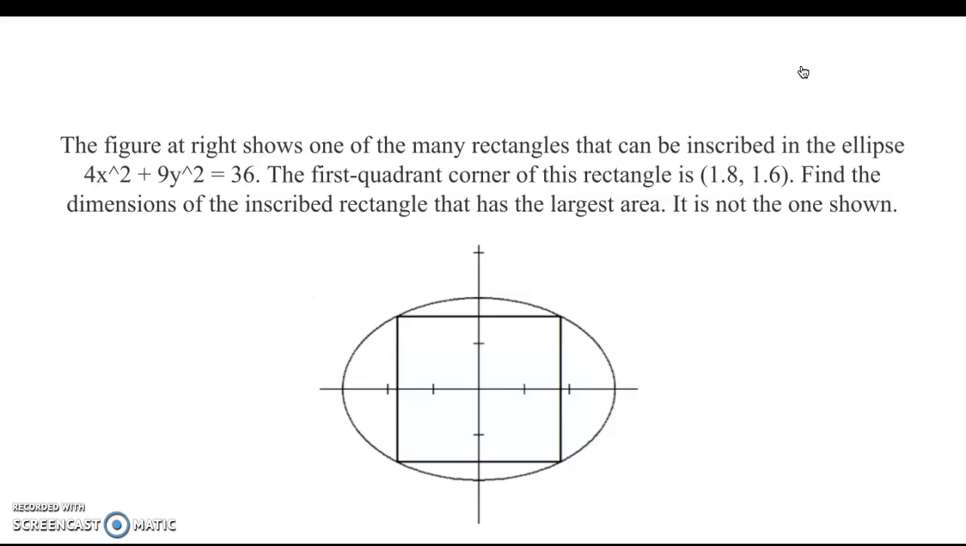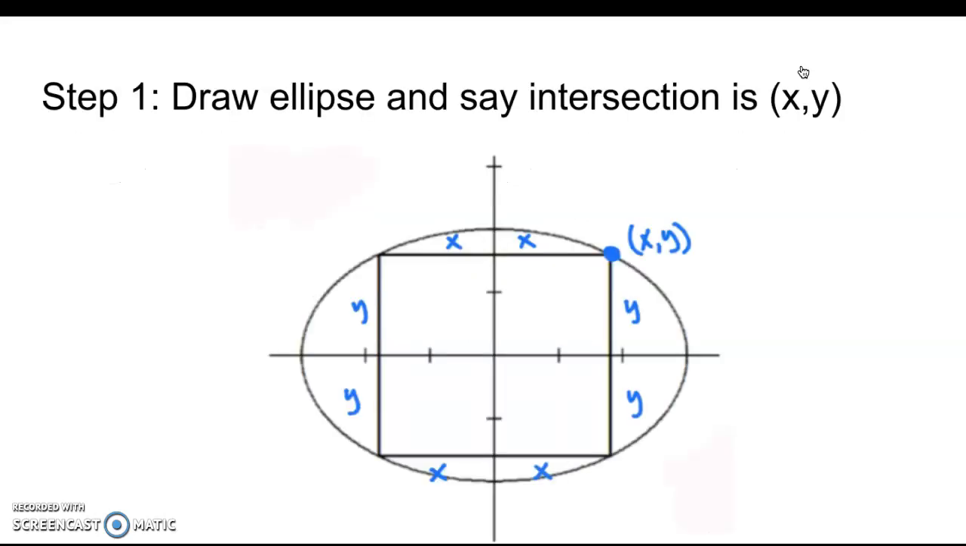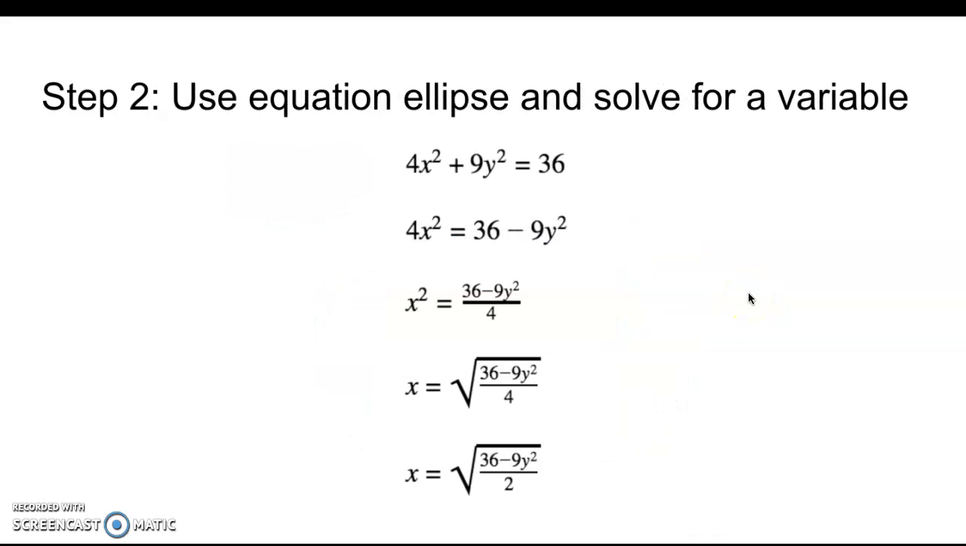So in order to do this, we want to maximize the area, which means that we need to graph this. The first step is to draw it out and give the intersection a point. So we're going to name the point (x, y). By labeling our rectangle, we can see that the length of the rectangle will be 2x and the height will be 2y. So the area will be 4xy, but we need to find it in terms of one variable.